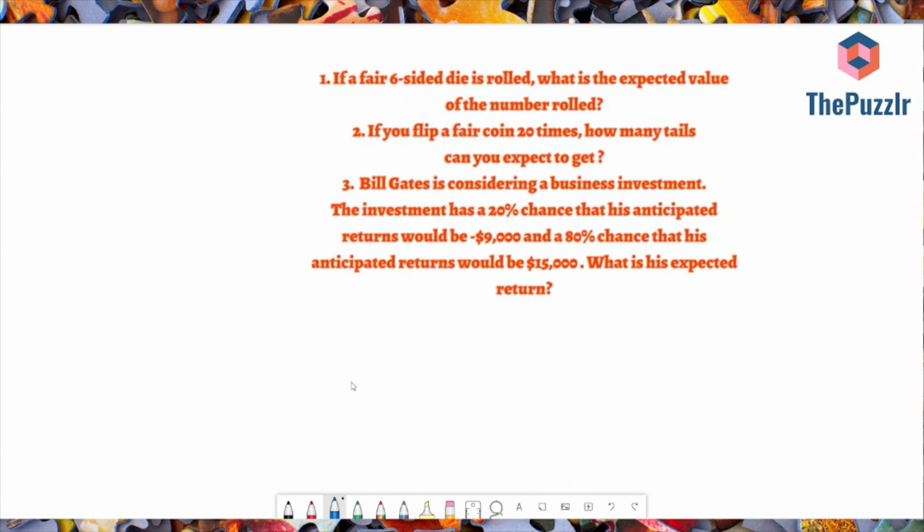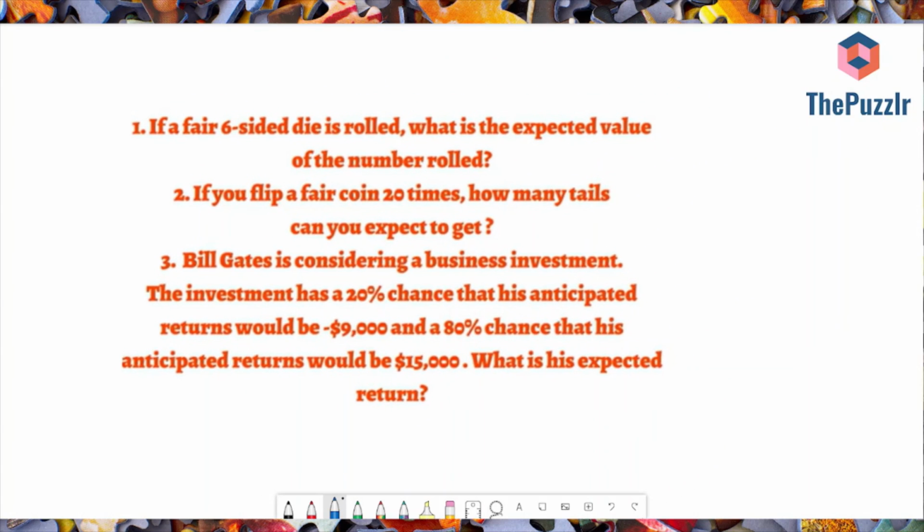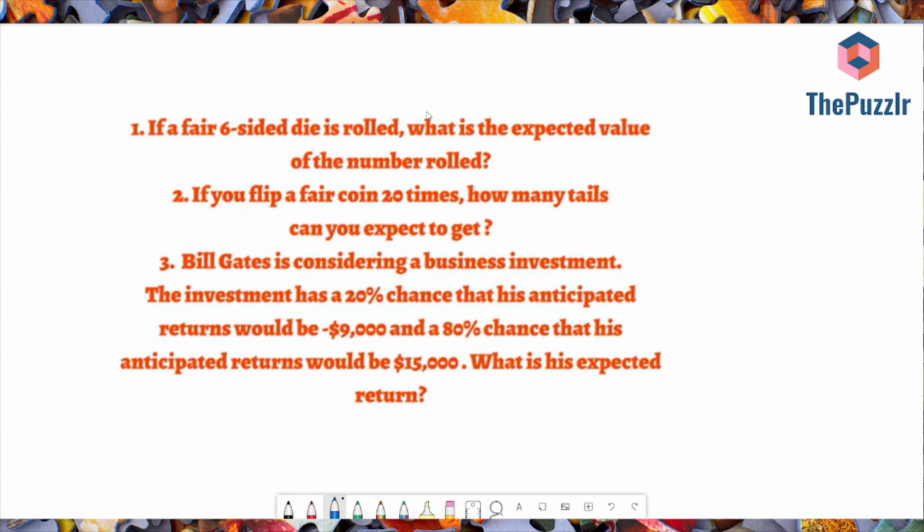So these are some basic expected value problems just to get an initial idea of how expected value works. If a fair 6-sided die is rolled, what is the expected value of the number rolled? To calculate this type of expected value problem, you take the outcome. So the outcome is, say, getting a 1, and then you multiply it by the probability of getting that outcome. The probability of getting a 1 is 1/6. So 1 times 1/6, then the outcome 2 also has a 1/6 probability, and then all the way to 1/6 probability of getting a 6.